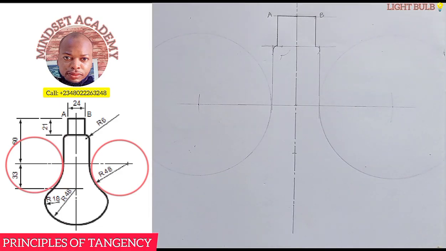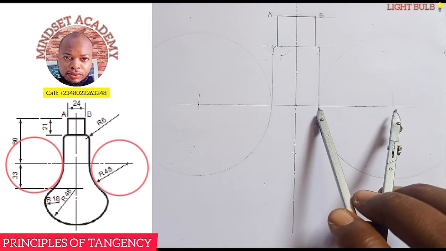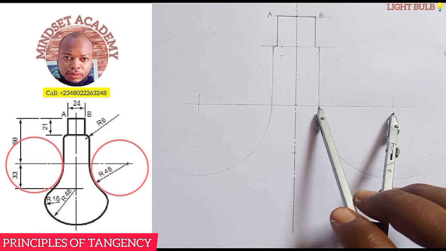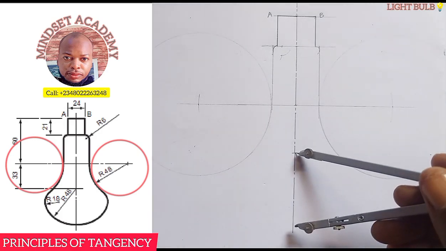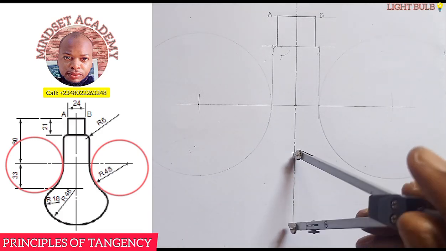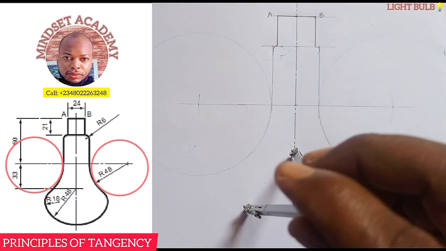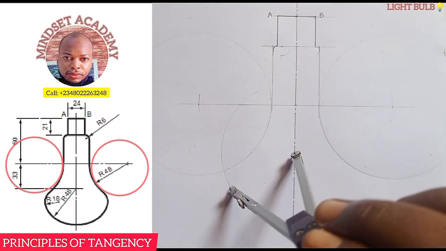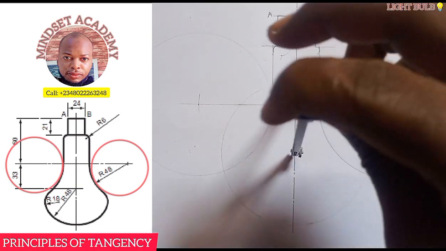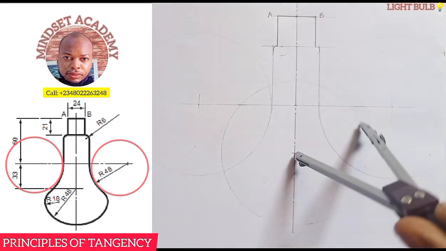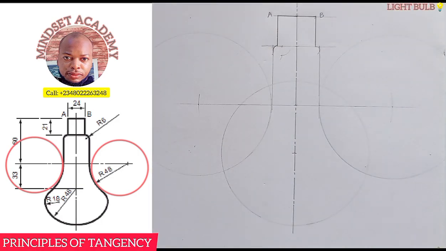Right? Then I'll take my instrument. I will now measure 48. You know, from here to here is 48, so we don't have to stress ourselves. So you place it here and you draw another circle. This is another circle here. We have 3 of those circles.